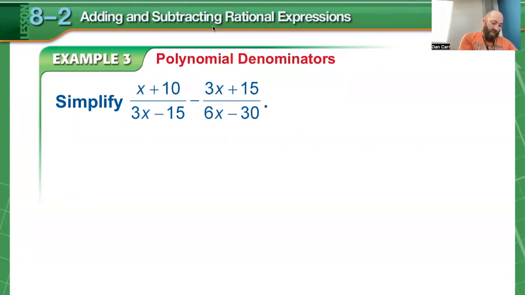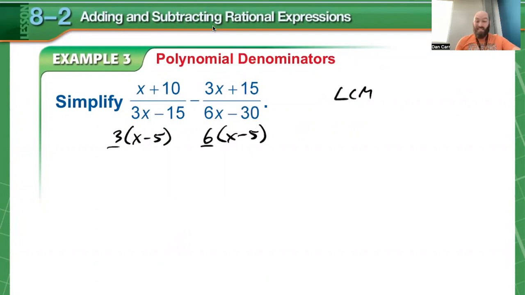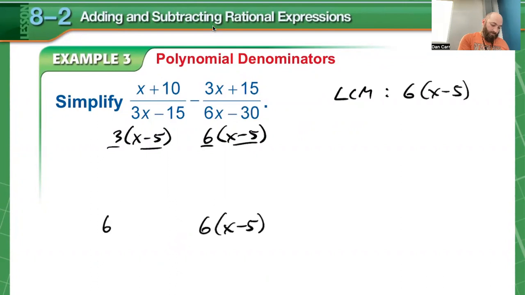So out of 3x and 15, we can factor a 3 out. So 3 times x minus 5. And then I can factor out a 6. So 6 times x minus 5. So for my least common multiple, we're going to look at 3 and 6. Well, that's pretty easy because 3 can multiply up to 6. So 6 is going to be part of it. X minus 5 is also in common. So it's 6 times x minus 5. So both of these fractions are going to be over this 6 times x minus 5.